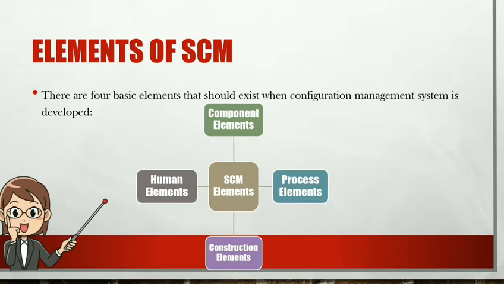These elements are not mutually exclusive. For example, component elements work in conjunction with a construction element as the software process evolves. The process element guides many human activities that are related to SCM and might therefore be considered a human element as well. So these are the four basic elements of SCM.